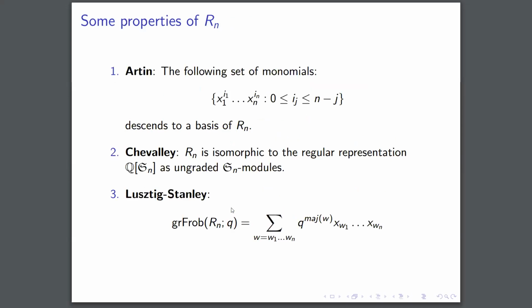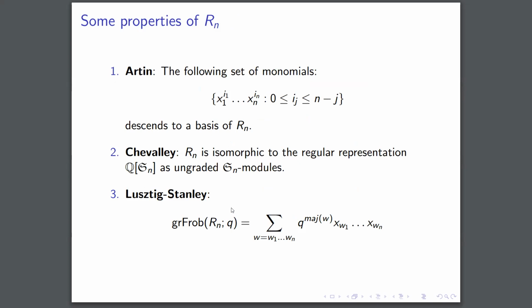People have studied this Rn in the past. Artin studied Rn as a vector space. Artin said, all these monomials that fit under a staircase descend to a basis of Rn. Chevalley studied Rn as an ungraded Sn module. Chevalley said Rn is actually isomorphic to the regular representation.